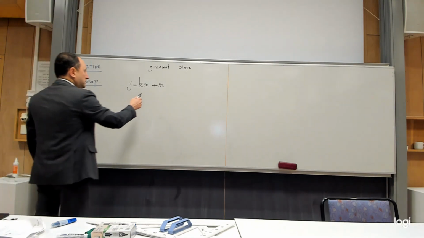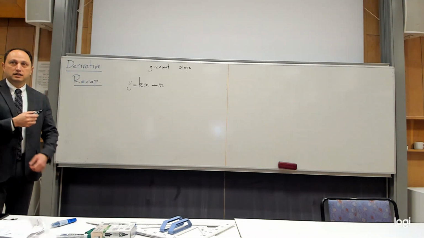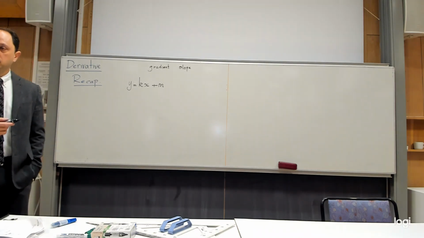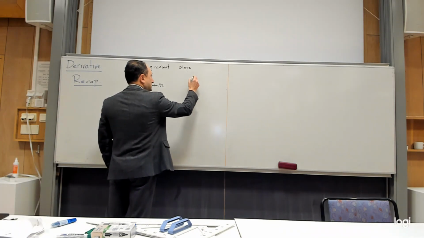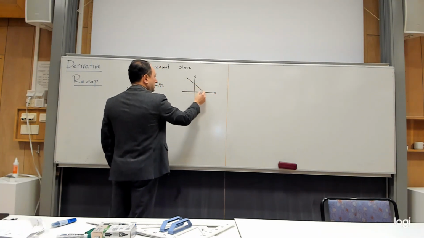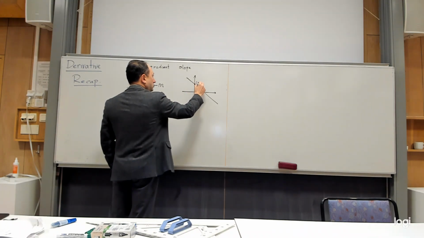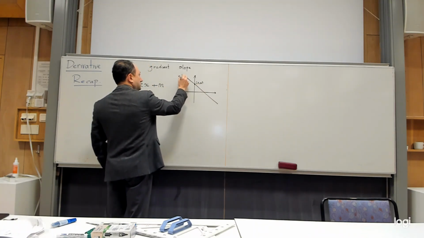And then what is the name for m, do you remember? Yes, it's the y-intercept. That is where your line actually intersects with the y-axis, sorry, not the x-axis. If you have this line, then this point is the point whose x-coordinate is clearly 0, but its y-coordinate is m. And m is this number, and this is y equals kx plus m, for example.